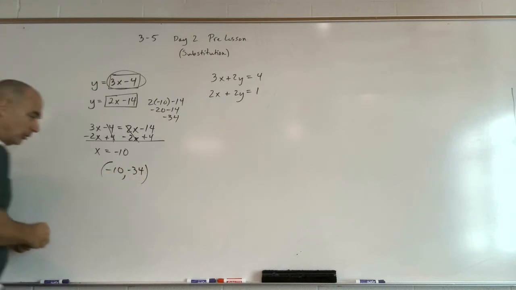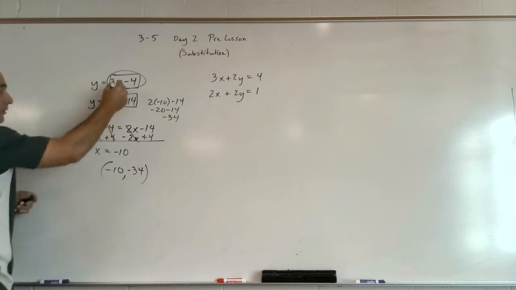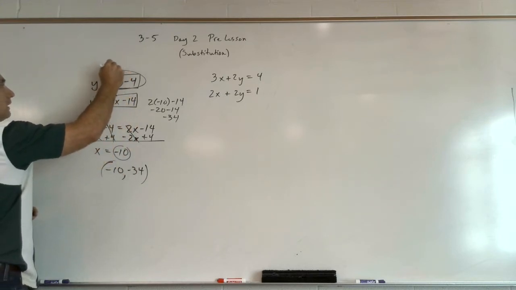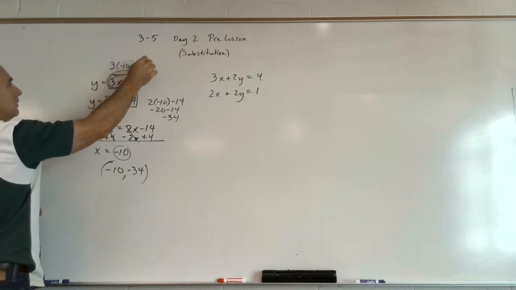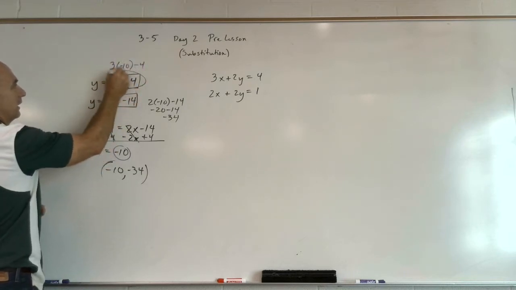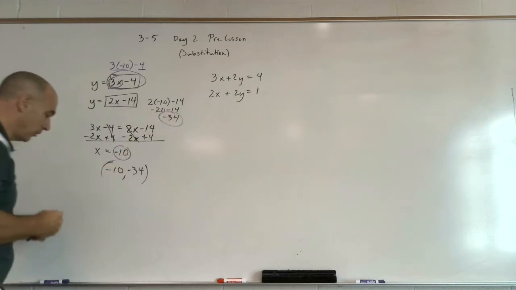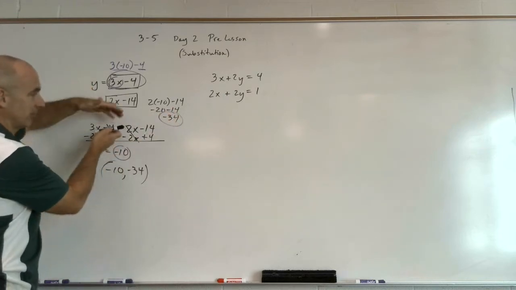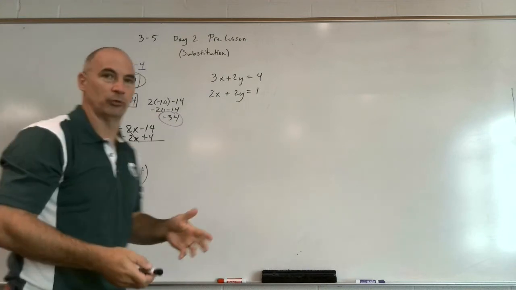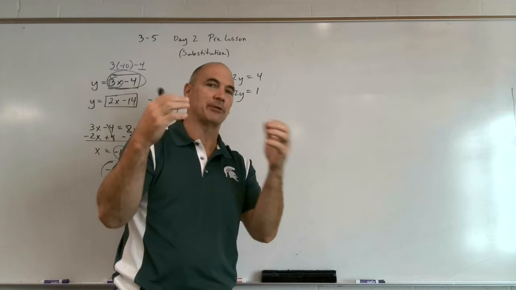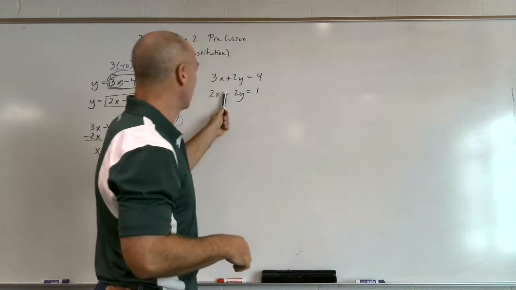Now just to prove to you that you could have plugged it into the other one, let's plug this -10 right here. So that'd be 3 times -10 minus 4. Well, that's -30 minus 4. I get the same thing. Okay, so again, this is available to use. I'm not going to force you to use it if you'd rather use elimination, but it's another trick up your sleeve.